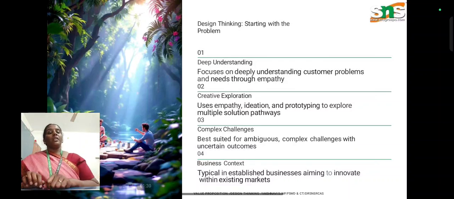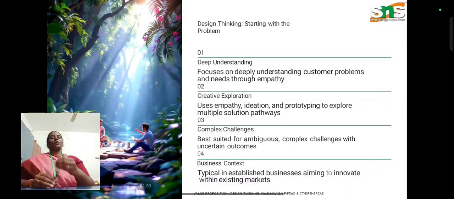So the next one is design thinking strategy with the problem. It focuses on deeply understanding the customer problems and needs through empathy, where creating exposure, empathy, ideation, and prototyping to explore multiple solution pathways, best suited for complex challenges with uncertain outcomes. So value proposition is a new product based on intuitions, or anyone who has watched an expensive product failing in the market, day-to-day market, and it also helps to understand the patterns of the customers.